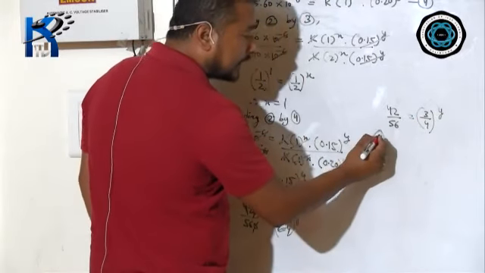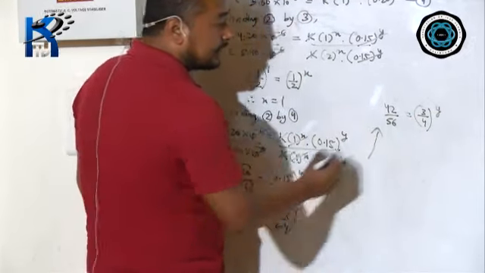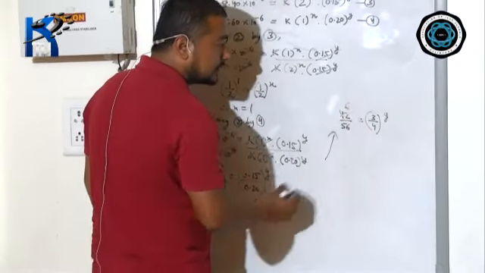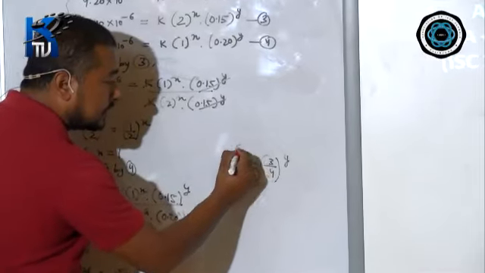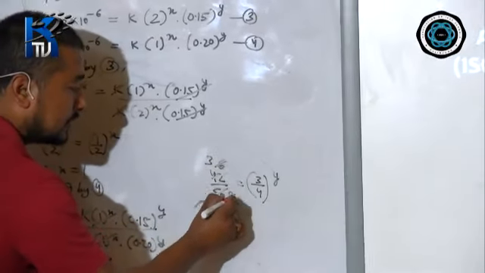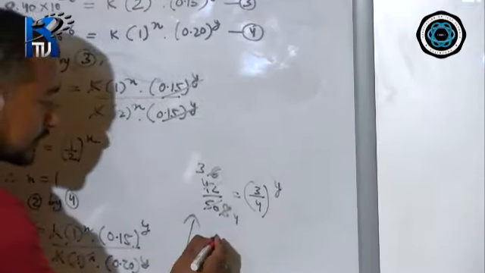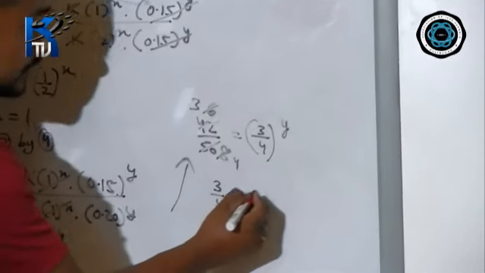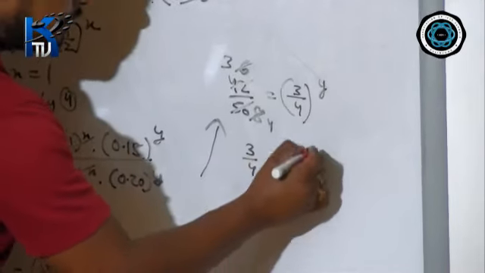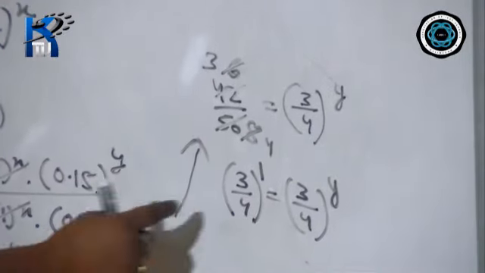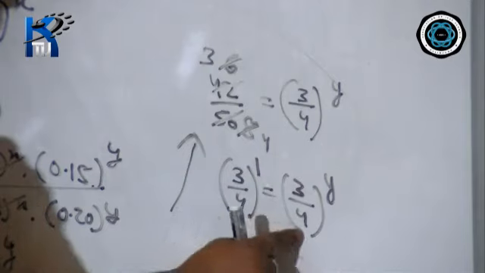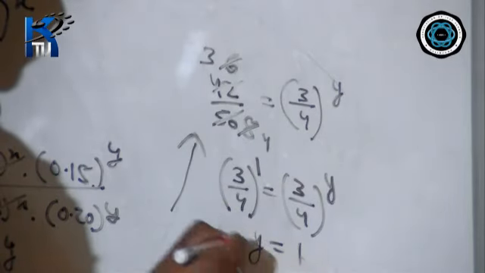Now here again we can cancel these with 7, 7 6s are 42, 7 8s are 56. Again you can cancel this with 2, 2 3s are 6, 2 4s are 8. So what remains now is 3 upon 4 is equal to 3 upon 4 to the power of y. Again here also I can write the power 1. Again applying the law of indices, the base is the same, so we can equate the power, so y will be 1.